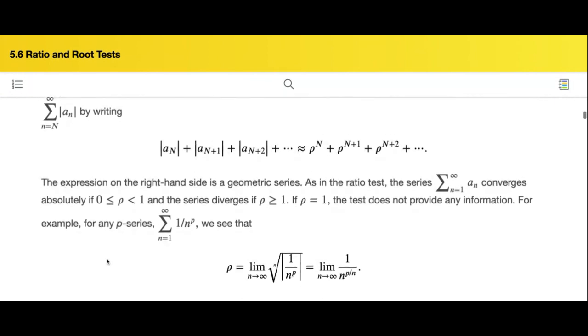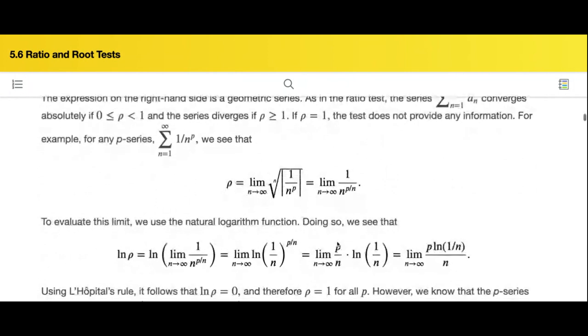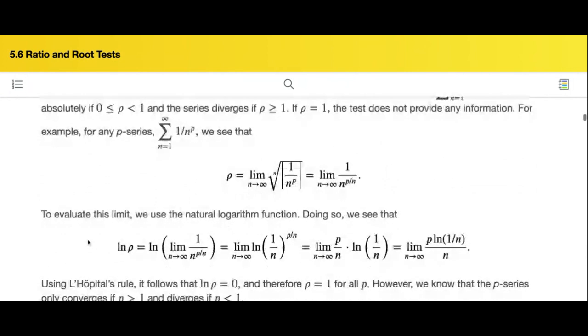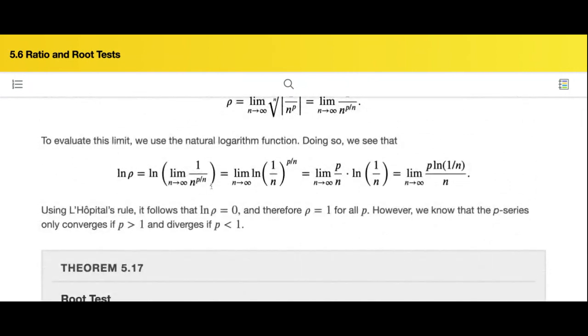So for example, for any p-series, 1 over n raised to p, we see that rho equals the limit. We take the nth root of this, the absolute value of n raised to p. That equals the limit of 1 over n raised to p over n. To evaluate this limit, we use the natural log function. We take a log on both sides because we want to bring the exponent up front, right? We take a log of this because the limit and the log can be swapped. So the limit of a log is the log of the limit.